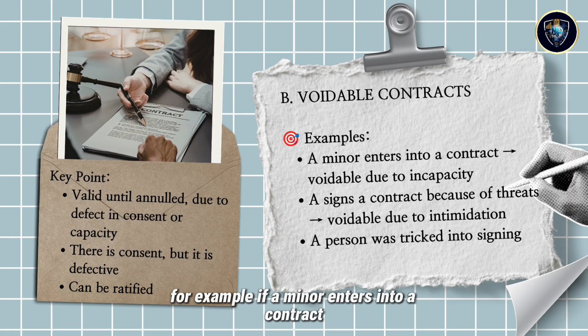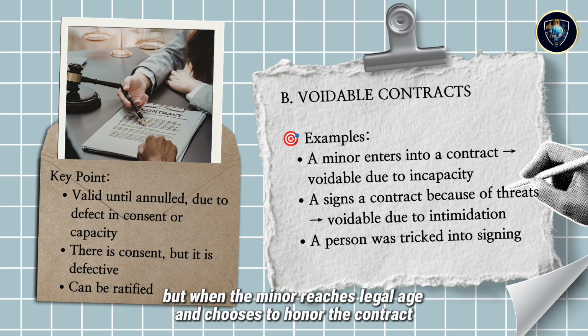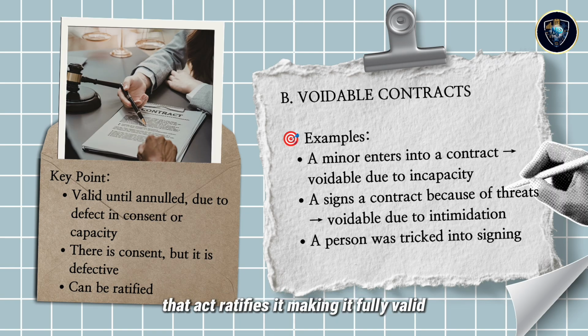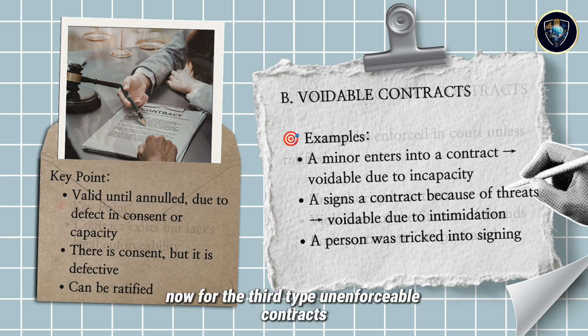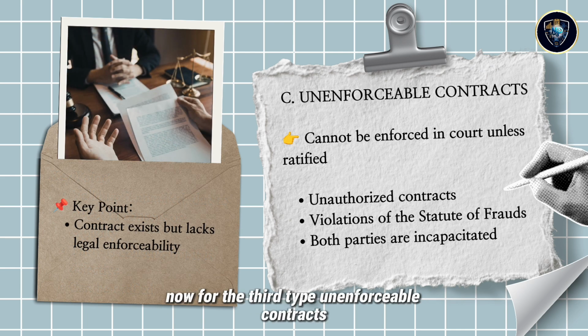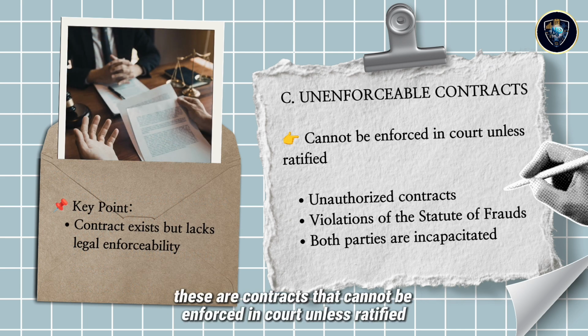For example, if a minor enters into a contract, it is voidable. But when the minor reaches legal age and chooses to honor the contract, that act ratifies it, making it fully valid. Now, for the third type, unenforceable contracts. These are contracts that cannot be enforced in court unless ratified.